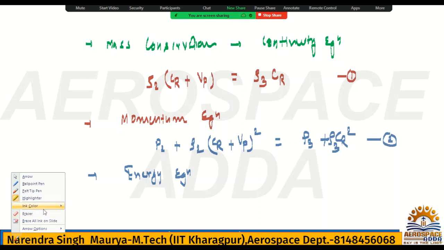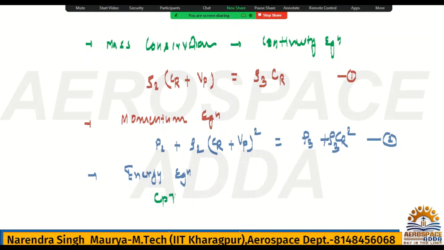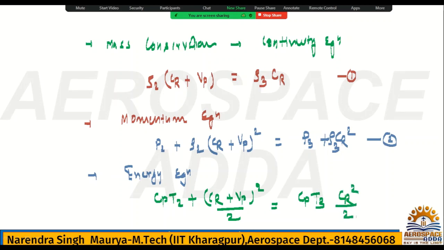Energy equation. What is the energy equation we have here? It is nothing but region 2: Cp2 T2 plus V2 squared by 2, where V2 is Cr plus Vp, equal to region 3: what is the temperature? Cp T3 plus velocity is Cr only, Cr squared by 2. This is equation number 3. These are the governing equations for the reflected shock. Yes or no? Now we'll write the formula directly, because from all three equations we can solve any problem.